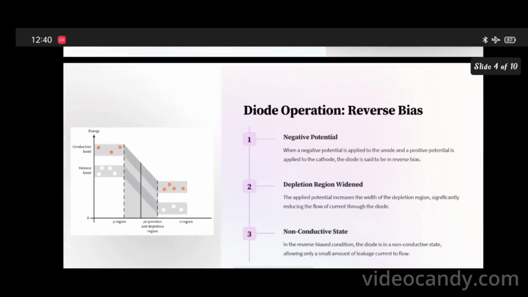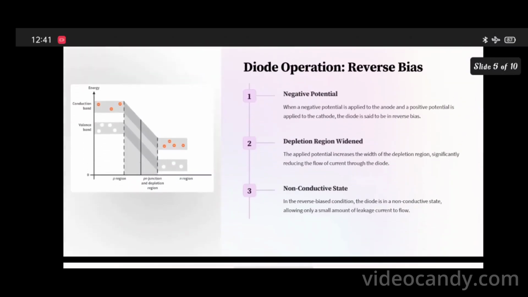Next, diode operation, reverse bias. First point is negative potential. When a negative potential is applied to the anode and a positive potential is applied to the cathode, the diode is said to be in reverse bias. Second point is depletion region widened. The applied potential increases the width of the depletion region, significantly reducing the flow of current through the diode.